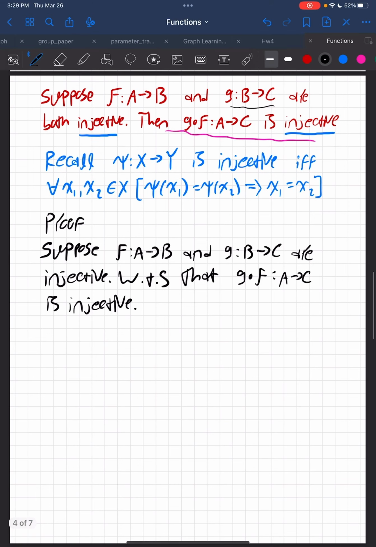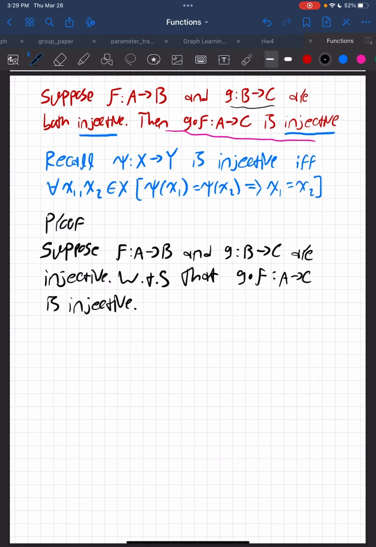The reason I like rewriting the important definitions before even starting the proof is because you need to translate what you want to show into a more mathematical form by applying the definition that you know. So in this case, to show that g composed with f is injective, we need to pick arbitrary elements of the domain and suppose that g composed with f applied to those two elements is equal. And we need to conclude that the two elements are the same.